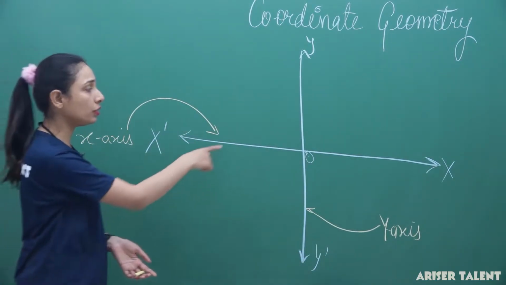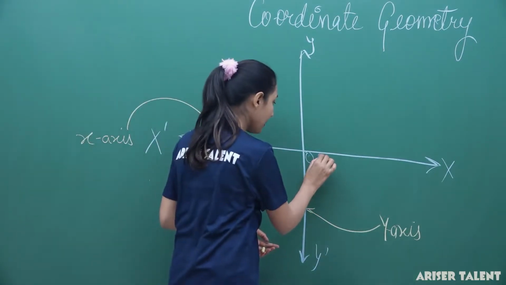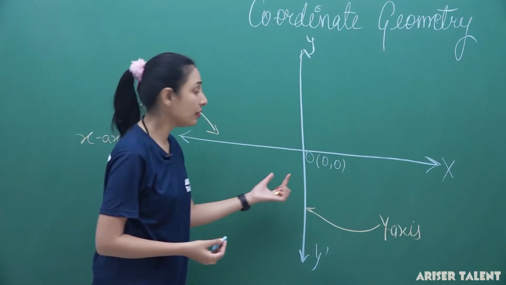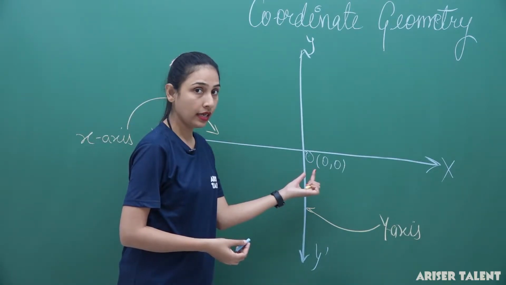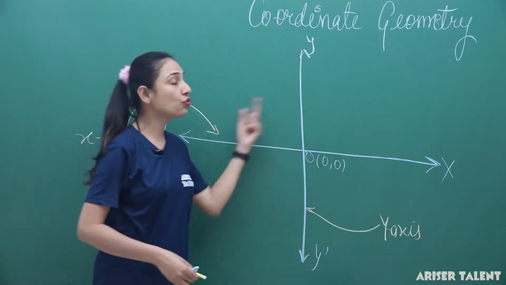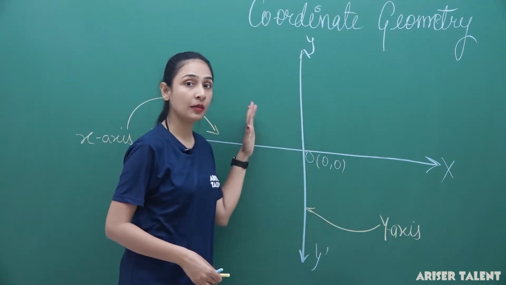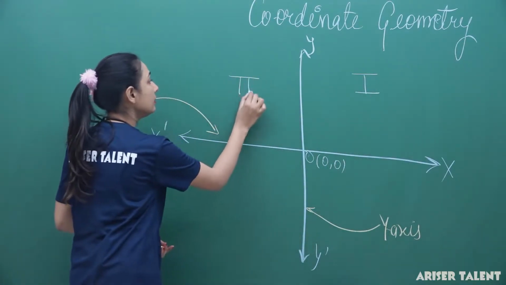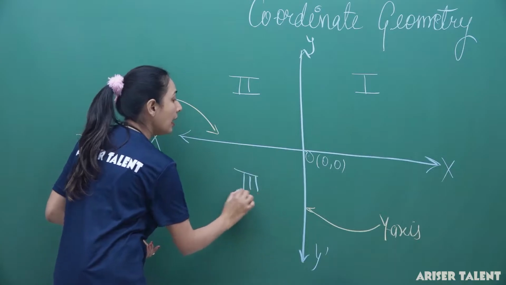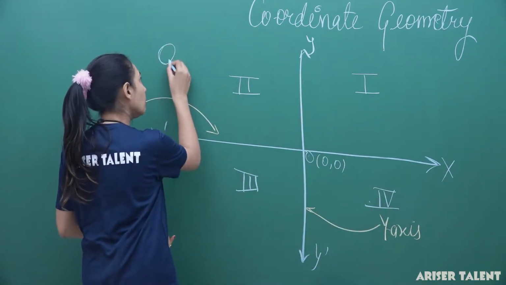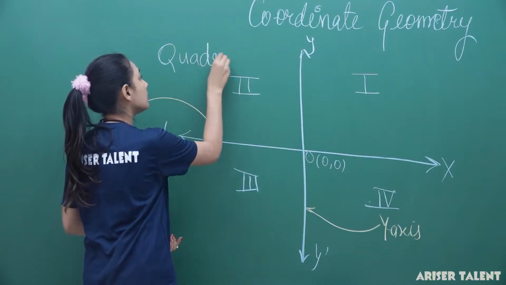Now, if you talk about this O, that will be having coordinates 0, 0 and that will be our origin. So, basically these two axes divide this plane into 4 parts and we also named them like first, second, third and fourth quadrants.